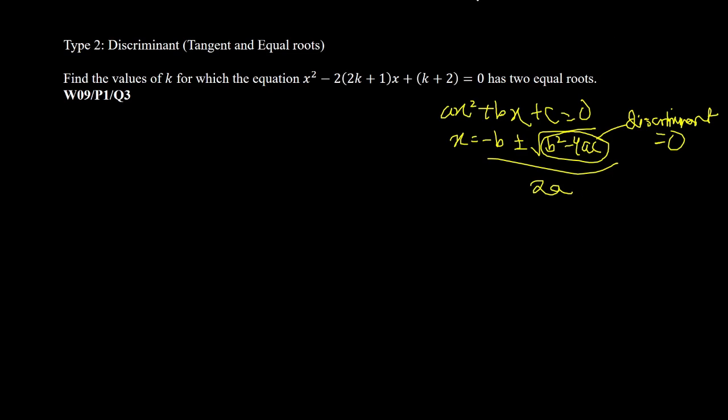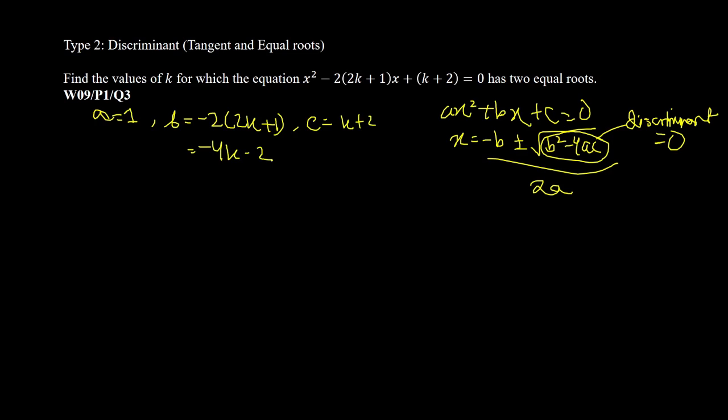So in this case, we first have to understand which one will be your coefficient of a, c or b. Your a is going to be the one with your x square coefficient. The x square coefficient here is 1. Then we have the x coefficient, it is minus 2 times 2k plus 1. We are generally assuming it to be plus here. Then we have c, which is going to be k plus 2. I can break this down and then write 4k minus 4k minus 2.